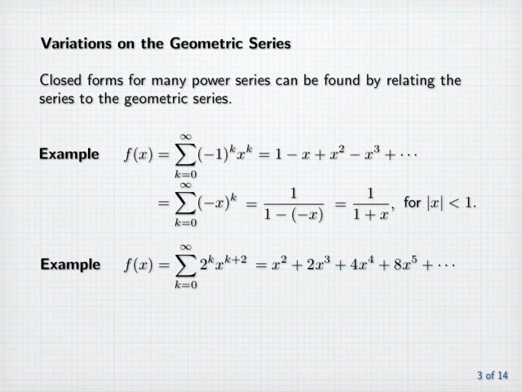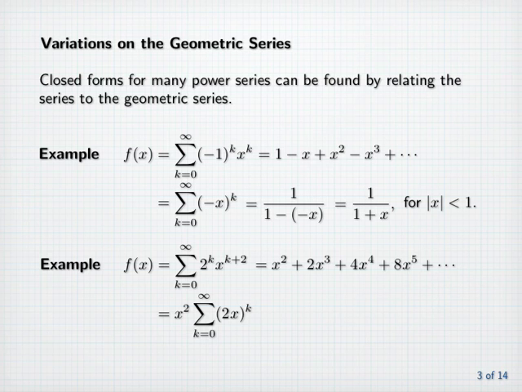Now, we'd like to be able to think of the kth term here as something raised to the kth power. So let's notice that if we factor off an x squared, then the kth term is 2 to the k times x to the k, which is the kth power of 2x. So f of x is equal to x squared times the sum from k equals 0 to infinity of 2x raised to the kth power.